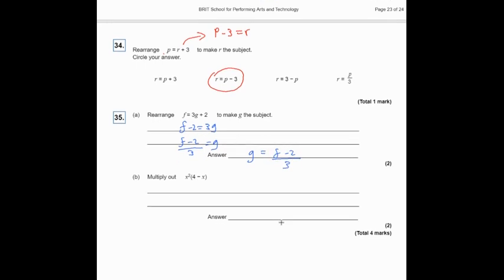Next, we want to multiply out x squared times 4 minus x. Well, x squared times 4 is 4x squared. X squared times minus x is minus x cubed. So our final answer is 4x squared minus x cubed.